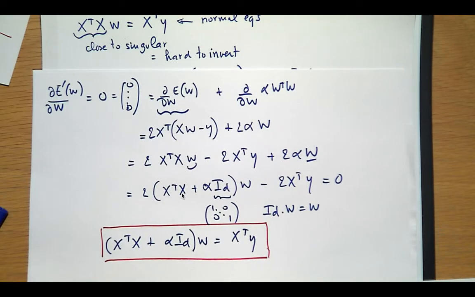Which is this one here, okay? So you still have your X transpose X matrix, which is a P by P matrix. And you have alpha times the identity matrix and the rest here, which is the same. So really what's happening here, okay, it's quite simple.